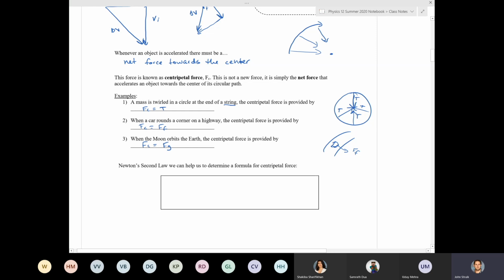Let's think about one more example. Let's say we take that rope and we're twirling a mass, but now we're twirling it in a vertical circle.